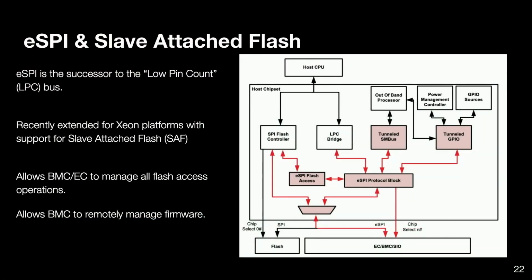The Enhanced Serial Peripheral Interface, or eSPI, is Intel's spiritual successor to the low pin count bus, and it's used to communicate with embedded controllers and BMCs. It was recently extended on Intel Xeon platforms with a new feature called Slave Attached Flash. This allows ECs and BMCs to manage all flash access operations. Again, the main reason why this is an important feature is if you think about a bare metal cloud environment, you need to wipe the machine before you hand it off to a new tenant. And this functionality allows the BMCs to quickly reset the UEFI firmware or perform remote upgrades.